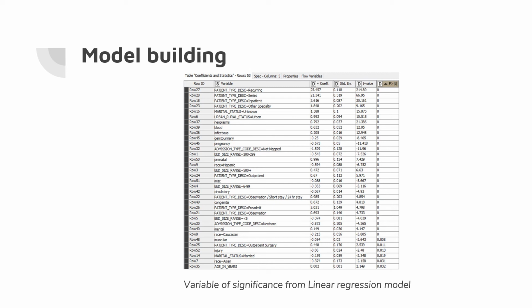Another important set is that if the patient has a blood-related diagnosis, the LOS regression slope increases by 0.663. So there's a positive relation again between LOS and blood-related patients, and the p-value for this variable is also highly significant, very close to zero.